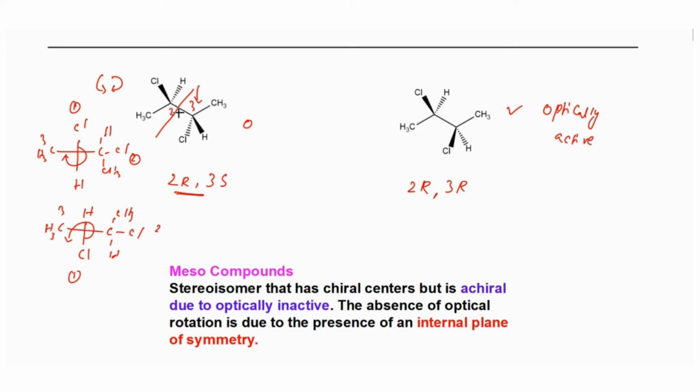But please remember that meso compounds have chiral centers, yet are optically inactive. That's the relation between chirality and optical rotation. Not all chiral compounds are necessarily optically active, but all optically active compounds are chiral in nature. That we should remember. These are about the meso compounds.